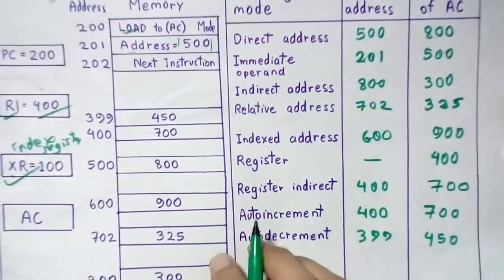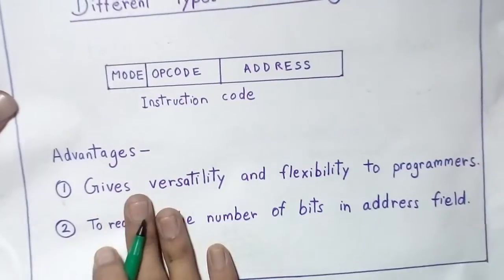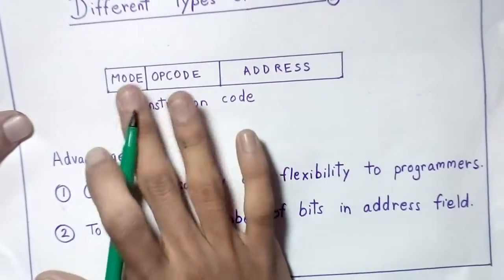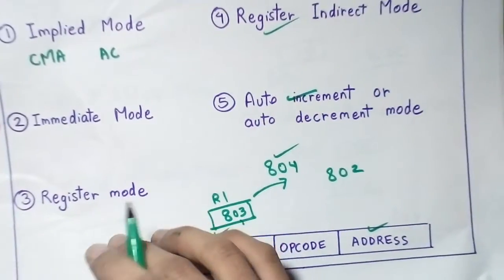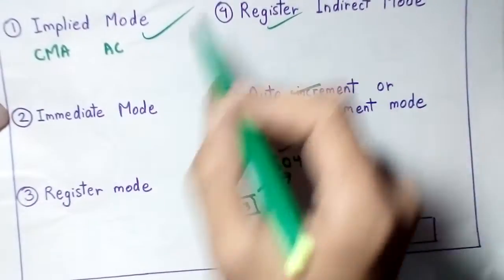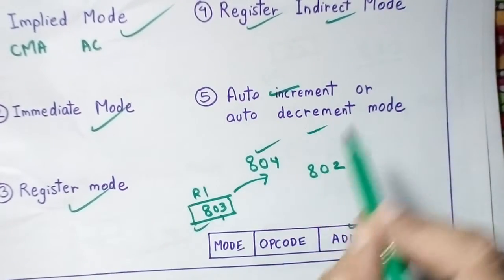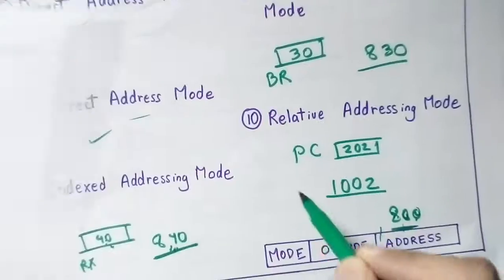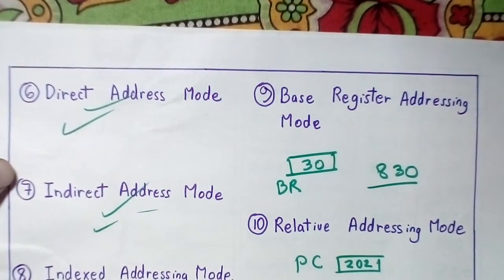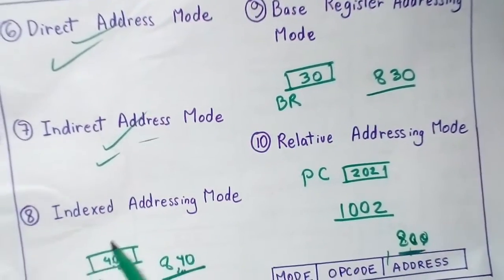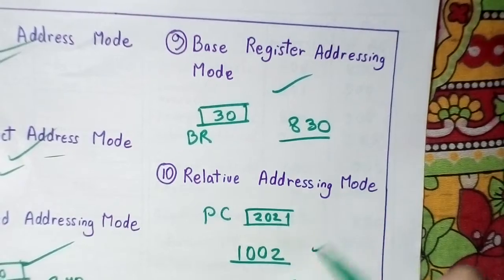So let's recap. These are the different types of addressing mode. It's the instruction code, and the mode controls how the address will work. Then the types are implied mode, immediate, register mode, register indirect, auto increment, and auto decrement. How this all works. Then this is direct address, this is indirect address, and this is index addressing mode. We have also discussed this. Then base register addressing mode, then relative addressing mode.